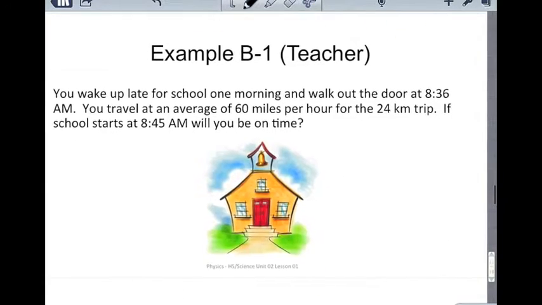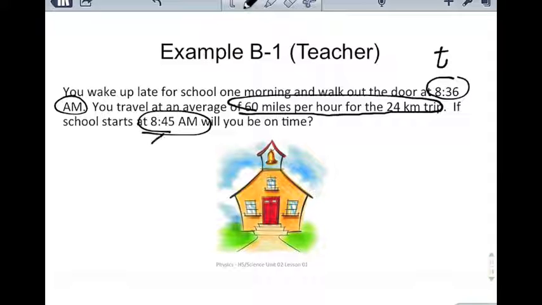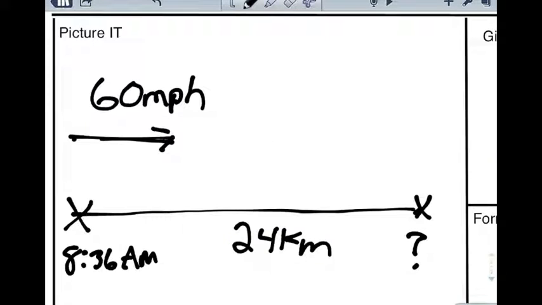So example B1 says you wake up late for school one morning and you walk out the door at 8:36 a.m. You should recognize that right there is a time. It says you travel an average of 60 miles per hour for a 24-kilometer trip. If school starts at 8:45, so once again, that's another time, will you be on time? In this example, we had a 60-mile-an-hour car leaving a house at 8:36 a.m. and traveling 24 kilometers, and we wanted to know exactly when it's going to get to school to see if it's on time.